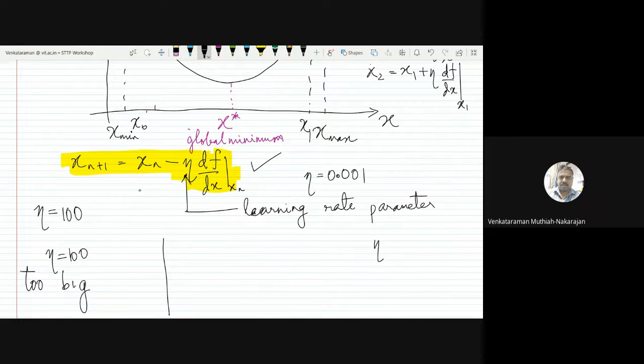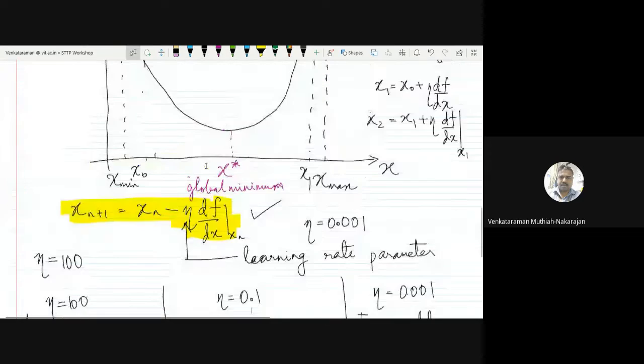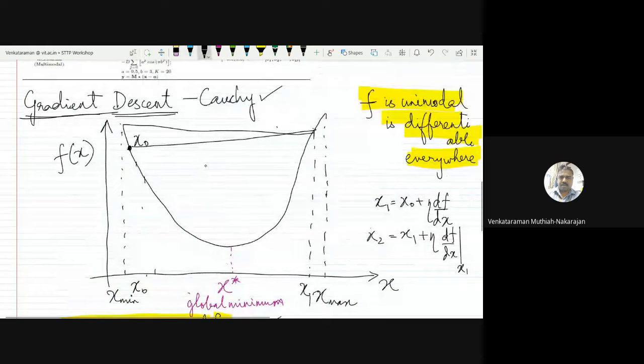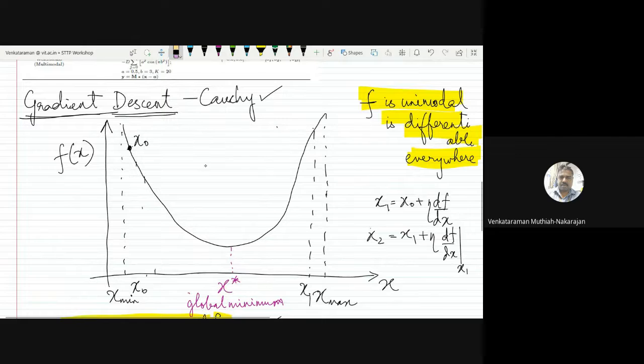Learning rate parameter eta equals 0.001 is too small, but okay. Let us consider some other learning rate parameter, say eta equals 0.1. This time we apply the Cauchy formula, this formula, that is x1. We use this formula. This time the slope is positive, so you will advance from left to right, as we had seen.